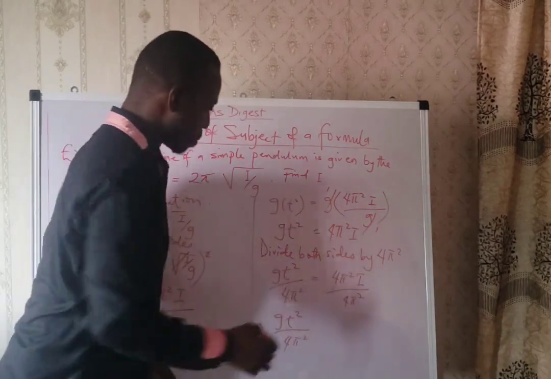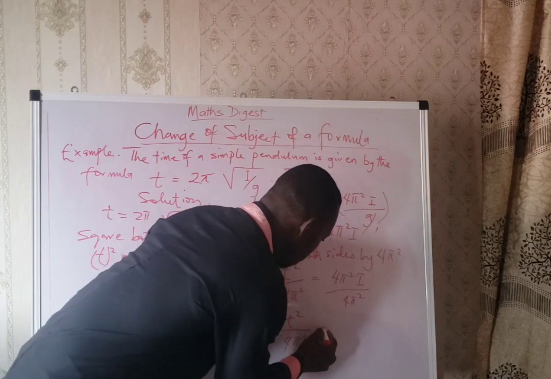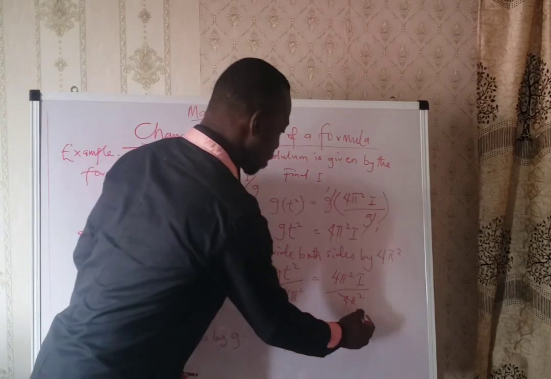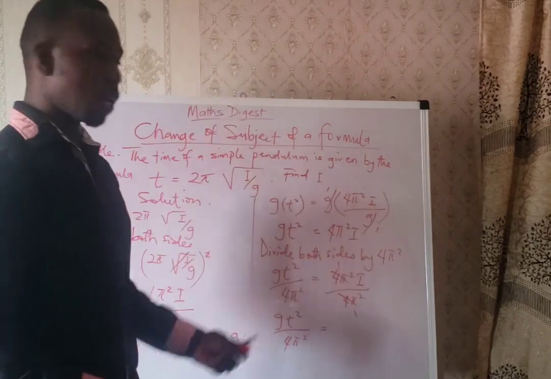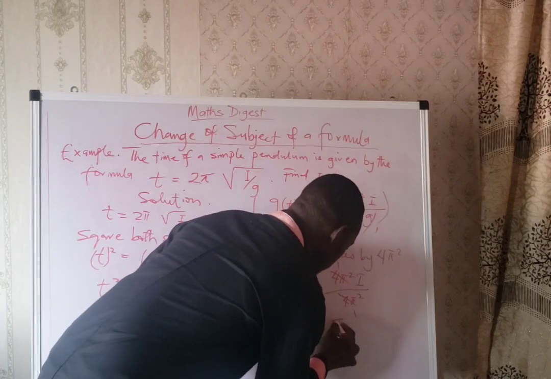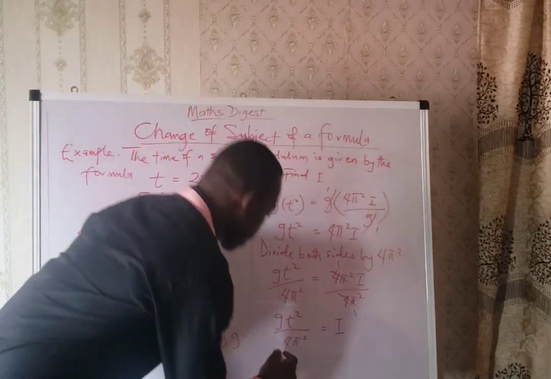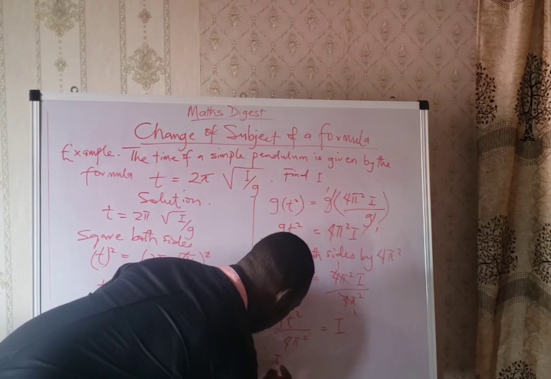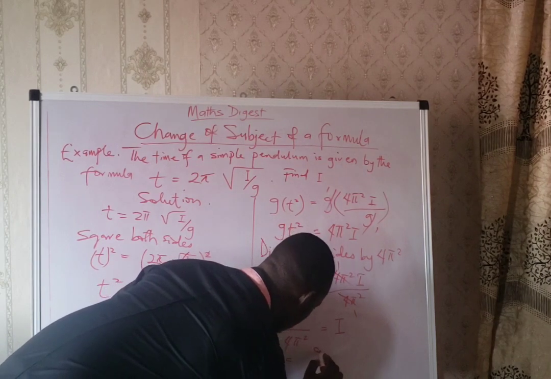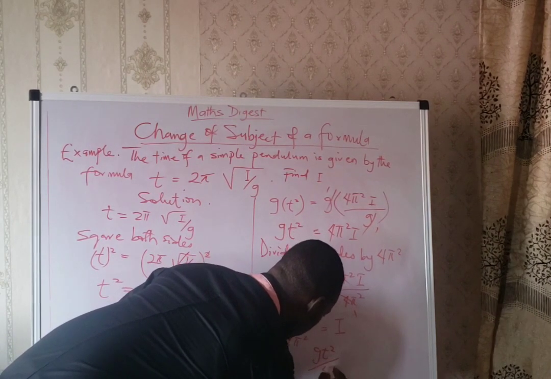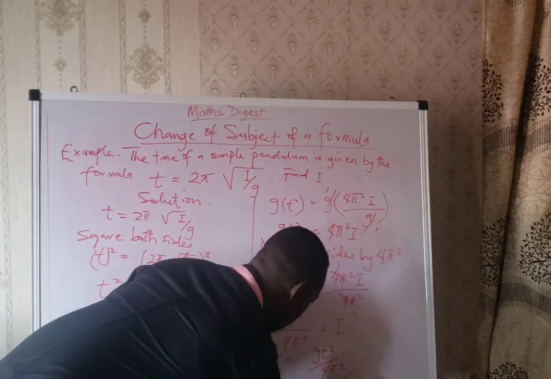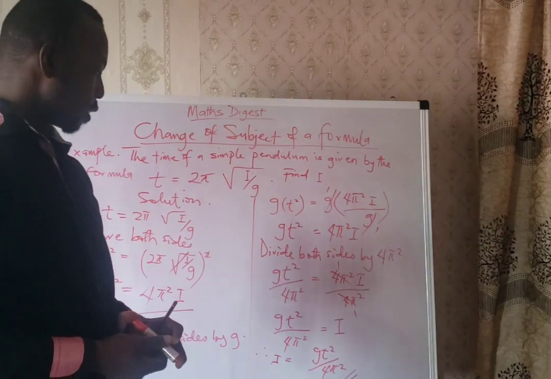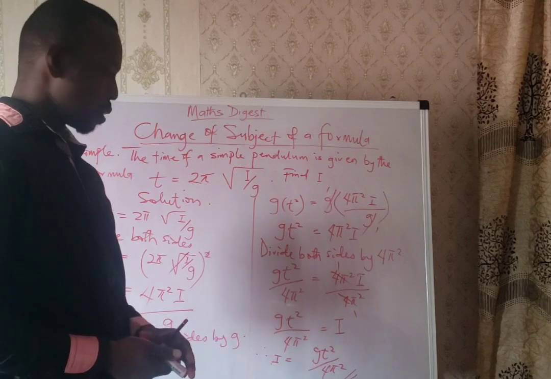Our interest is this side because of the l. So we say equal to, 4 pi squared cancels itself, 1. Cancel this side, 1. So we are left with l. So l, therefore, equals g t squared over 4 pi squared. That's the final answer. Thank you.